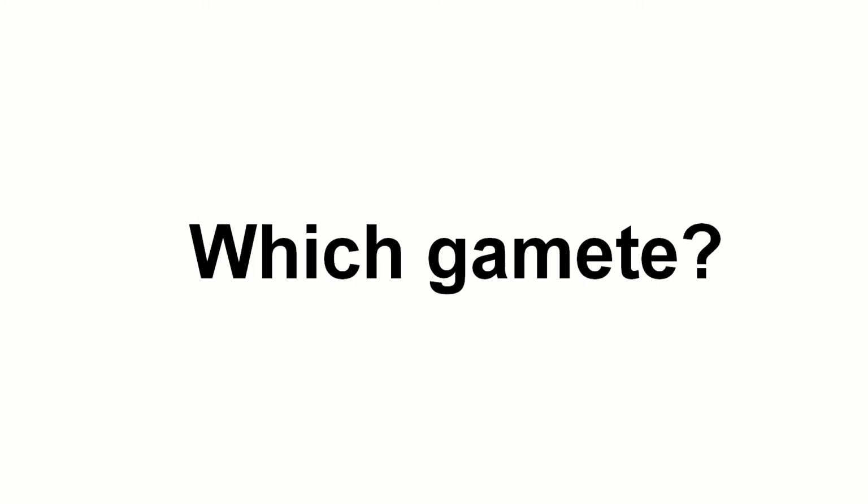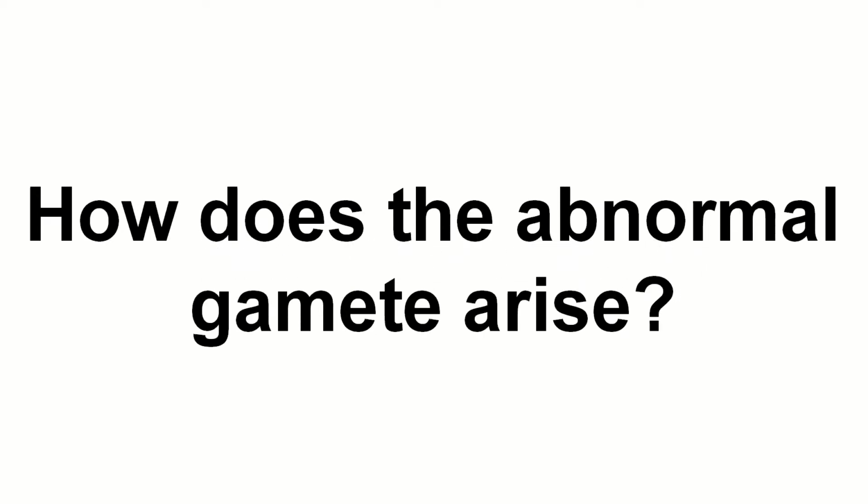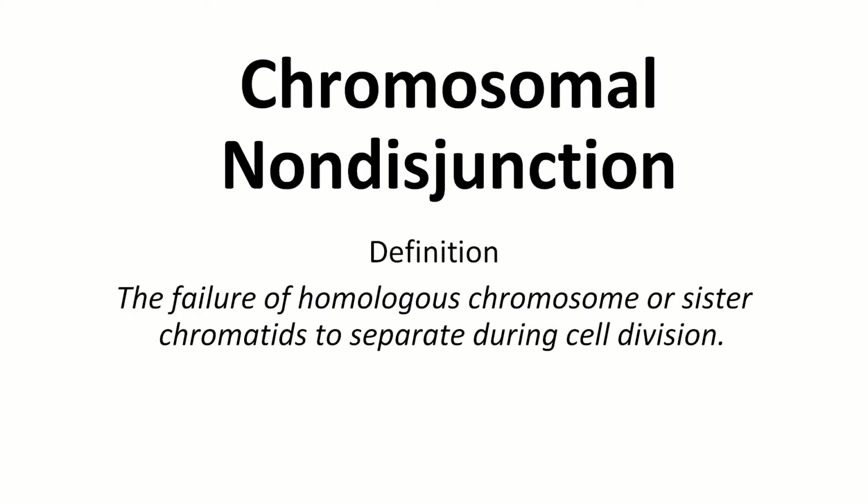Now, which gamete? Is it the sperm or the secondary oocyte that is abnormal? This question is actually less pressing. It does not matter which one is abnormal, as long as it is the union between one normal gamete and one abnormal gamete carrying one extra chromosome. The more pressing question is how the abnormal gamete arises. They arise from a phenomenon called chromosomal non-disjunction, which refers to the failure of homologous chromosomes or sister chromatids to separate during cell division.